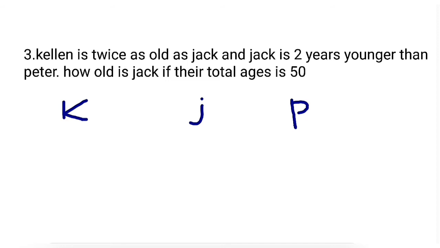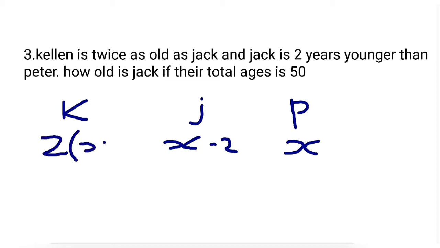So let us start by letting Peter be x years of age. If Peter is x years of age, Jack is 2 years younger than Peter. We remove 2 years from Peter's age, and Kellen is twice as old as Jack. So Kellen will be twice the age of Jack. That is x minus 2 multiplied by 2.